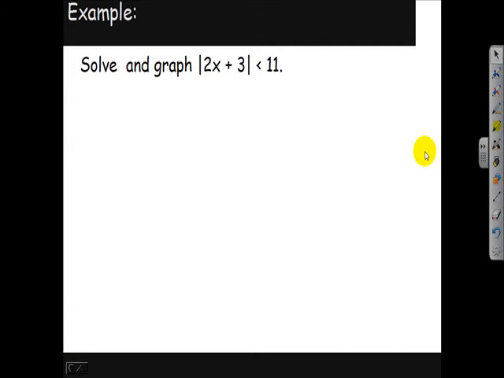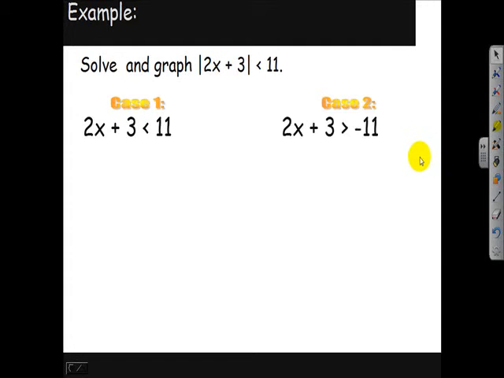Here's another example. We're going to solve and graph. Case 1, 2x plus 3 is less than 11. Case 2, 2x plus 3 is greater than negative 11. Notice we're dealing with an inequality this time, not just an equation. So case 1, again, you just drop the absolute values and write down what you see. Case 2, you drop the absolute values, but now you have to change signs.